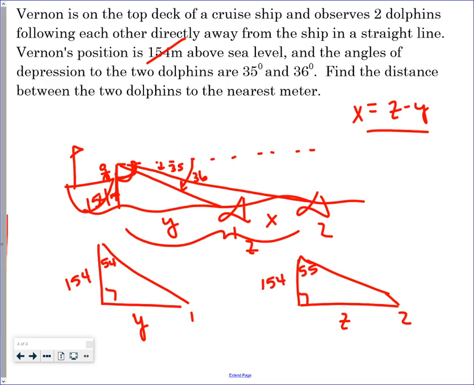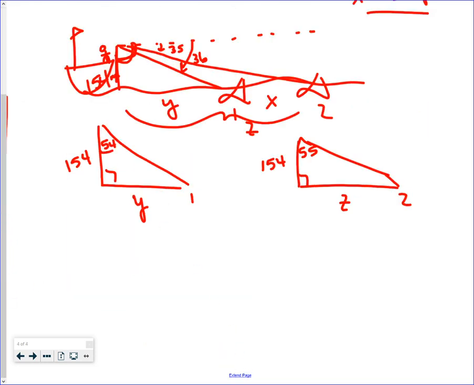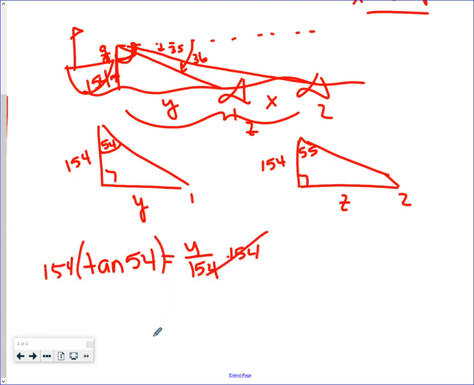Okay? So I'm going to do from 54, opposite, adjacent, tangent. So tangent of 54 equals Y over 154. All I have to do on this one is multiply by 154 on both sides, right? Everybody do that and see what you get. 154 times tangent of 54. Something like that, right? 211.96 something, right?